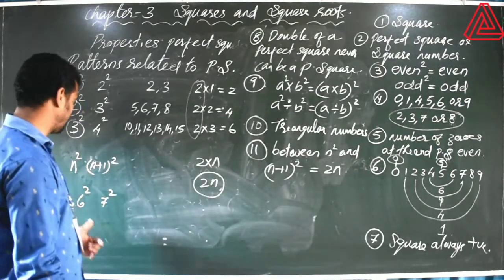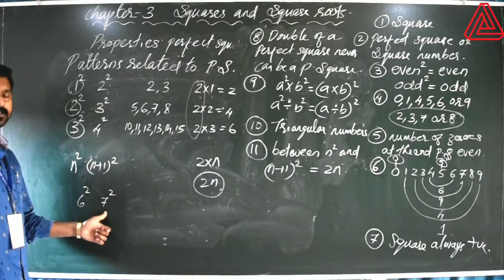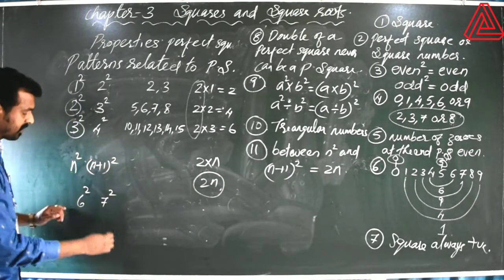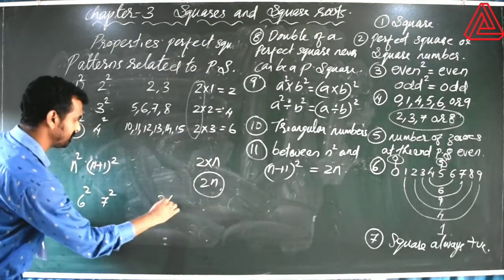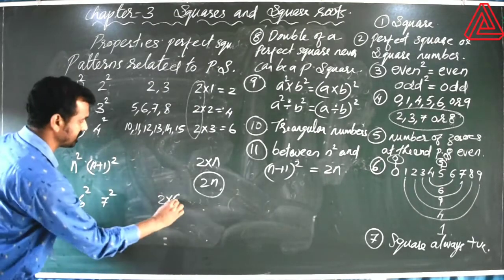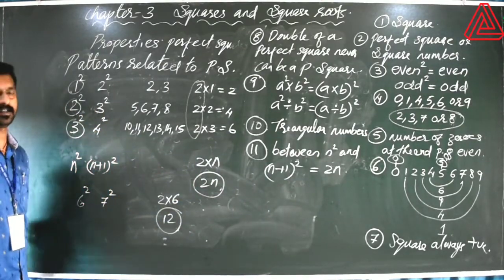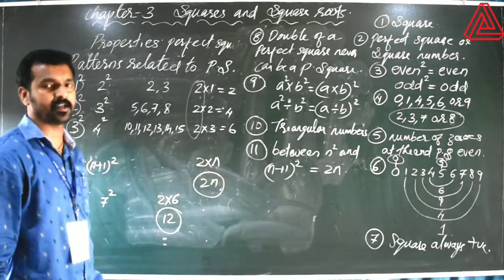6 square, 6 sixes are 36, 7 sevens are 49. Between that, how many numbers are there? It is not easy to count, so we will find out this way. 2 into this first number, that is 6. 6 twos are 12 numbers between 6 square and 7 square. So using this formula we can find that.